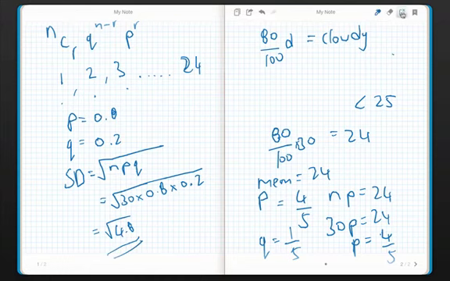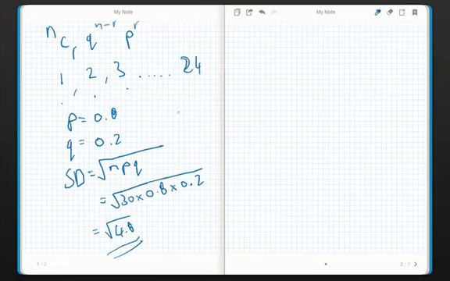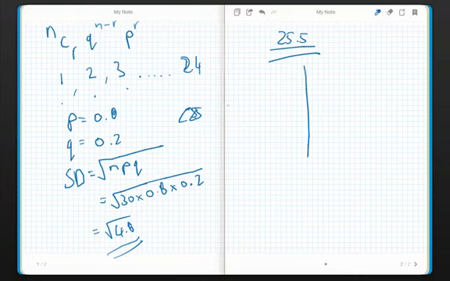I hope you got this. Now, when it says less than 25 days cloudy, statisticians have developed a 0.5 allowance. In this case, it would be 25 minus 0.5. When it's less than a number, you always take 0.5 less than that, because if you take 0.5 more than that, that is 25.5, this is obviously greater than 25, so it would not be included in this normal approximation. Let me put this in a graphical method.